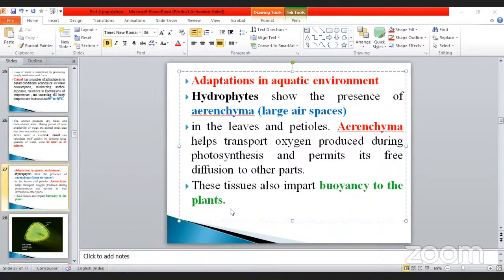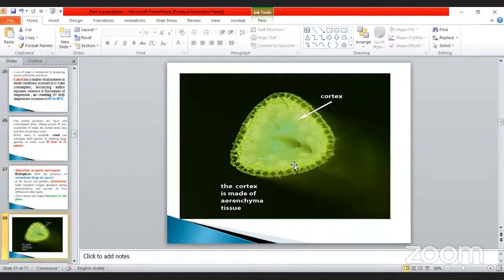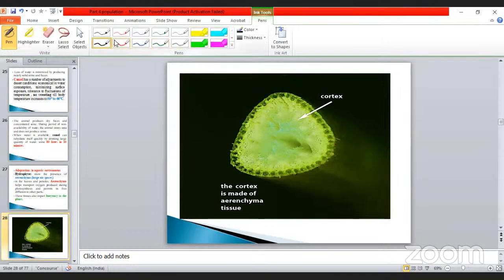So there are so many plants that have been reported. See here, one example has been given. This is the structure of the aquatic plant. The outermost layer is called the epidermis. Which one? This part is considered the epidermis. The outermost part is called the epidermis.